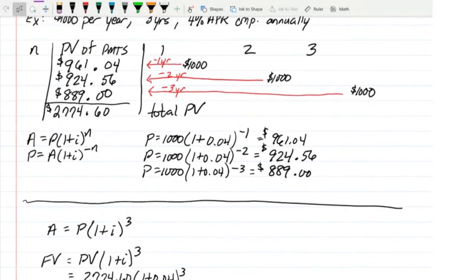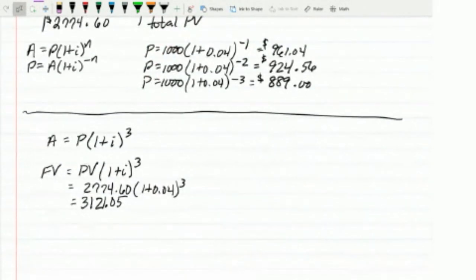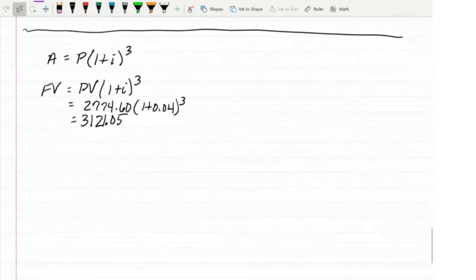Outside of where the payments are happening, it grows just like compound interest. And that's exactly what present value and future value are doing. So that's neat. Again, I don't want to have to do this with a table every time.